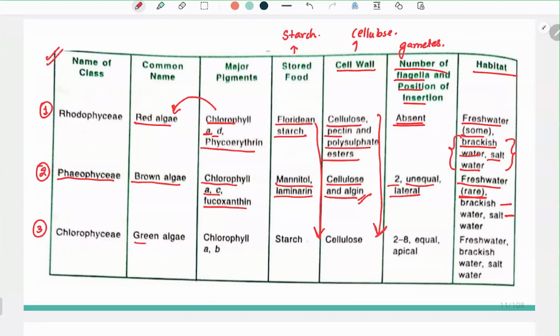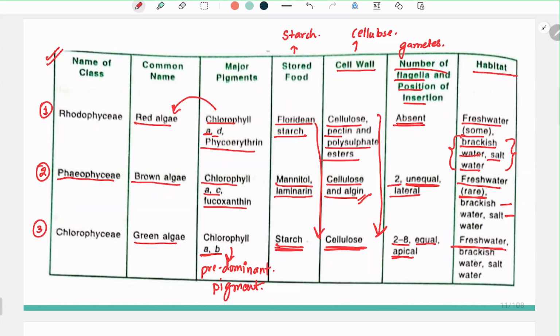Chlorophyceae is green algae because of the presence of chlorophyll A and B, the predominant pigment which is seen in all the green plants. The stored food is in the form of starch. This is also an important point. The cell wall is made up of cellulose. Gametes are 2 to 8, equal and apical. Two unequal gametes are a characteristic of Phaeophyceae, whereas 2 to 8 equal gametes are the characteristic of Chlorophyceae.